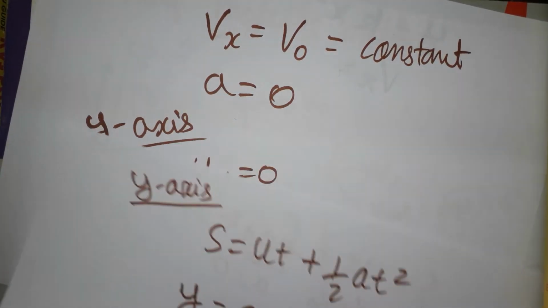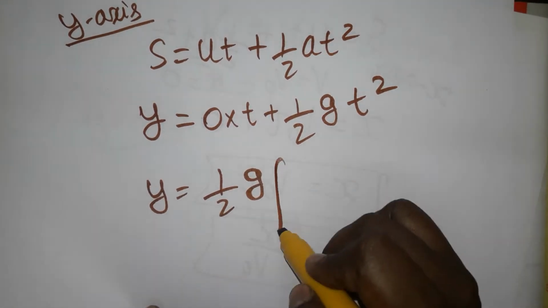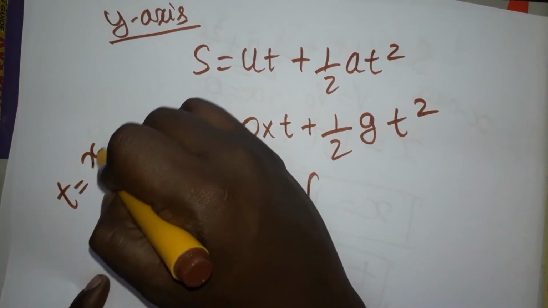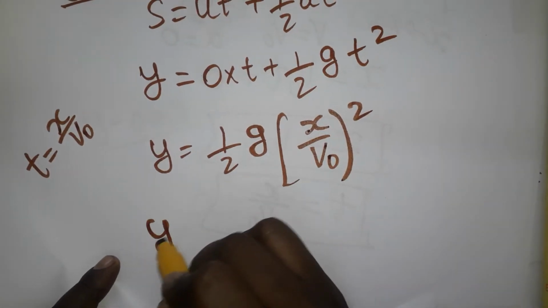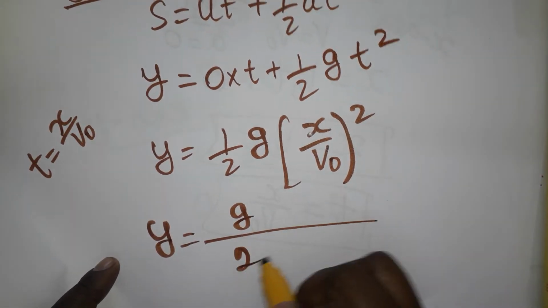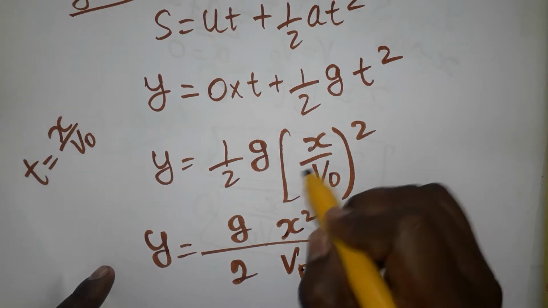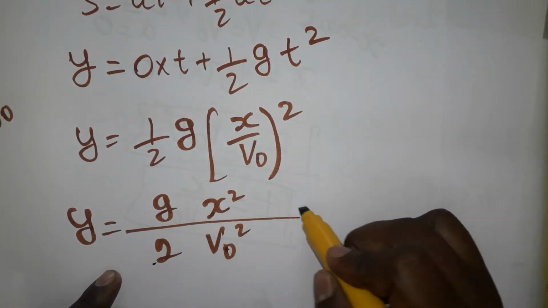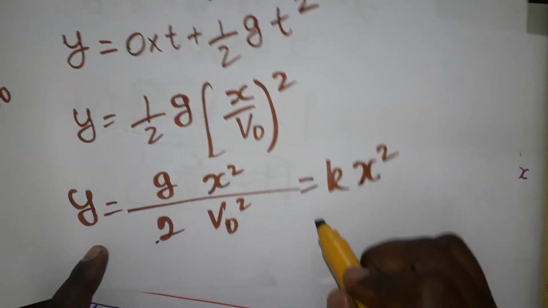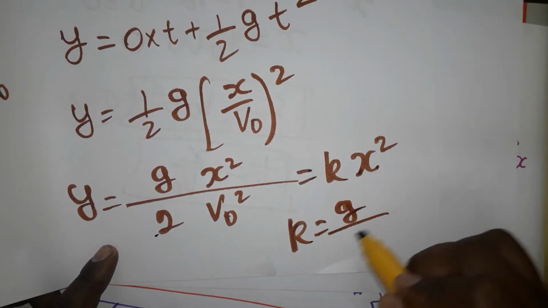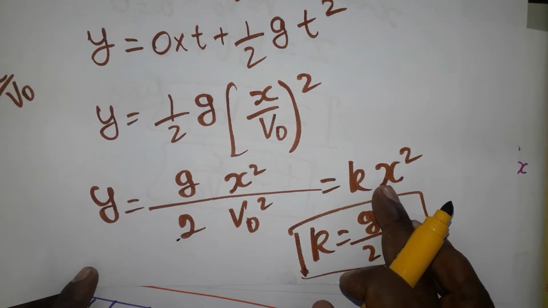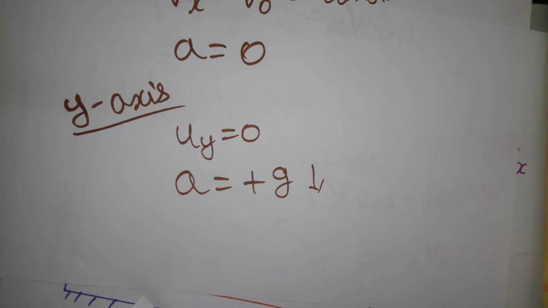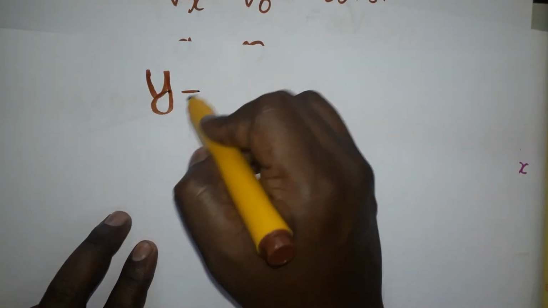Already I said the time for x and y will be the same. We found t is equal to x divided by v naught. So substituting, x divided by v naught whole square. So y is equal to g divided by 2 times x square divided by v naught square, because it is whole square. So g divided by 2 v naught square I take as k. So y is equal to kx square. So we proved that y is equal to kx square is the equation of projectile motion. Y is equal to kx square.